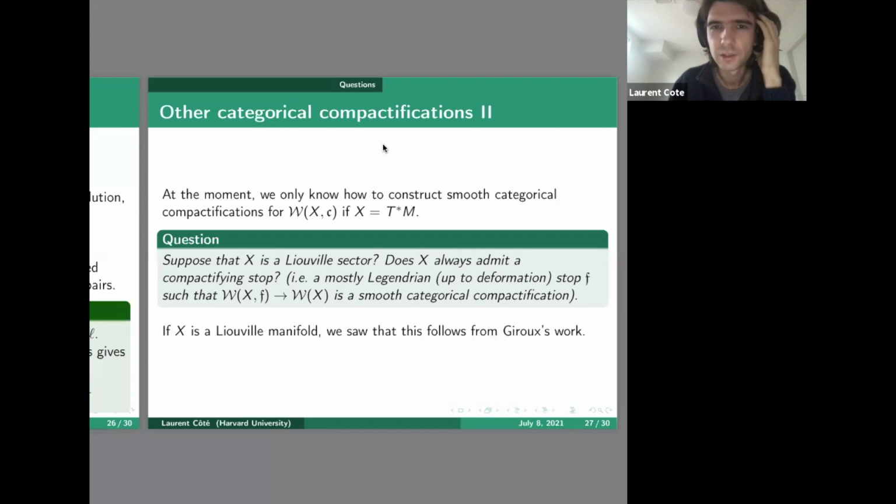But in general, it would be very nice if one could run the same sort of theory on Liouville sectors, not just on Liouville manifolds.